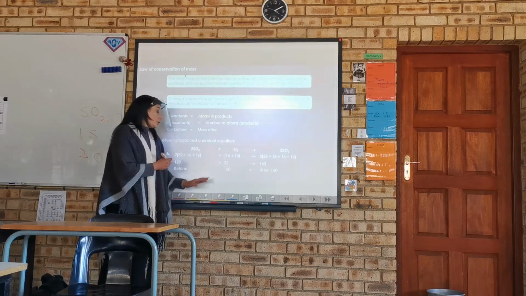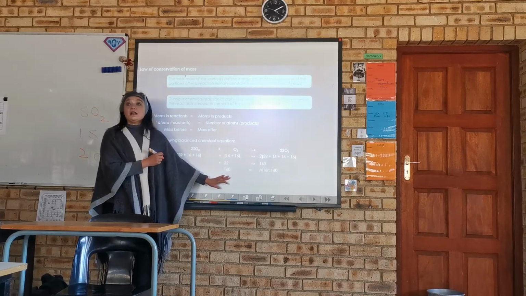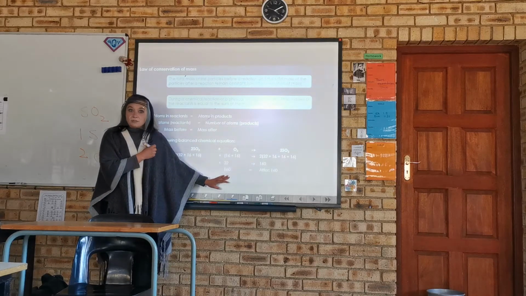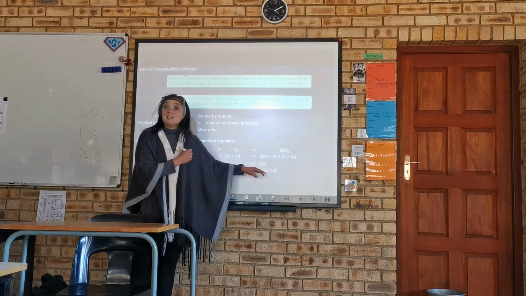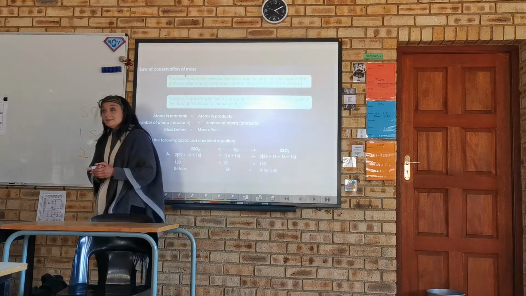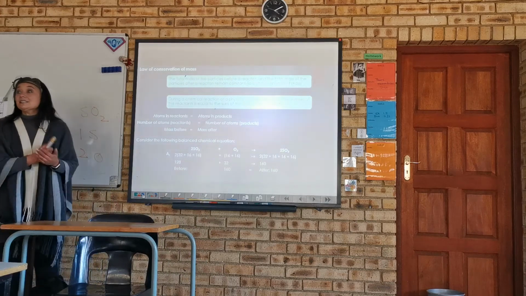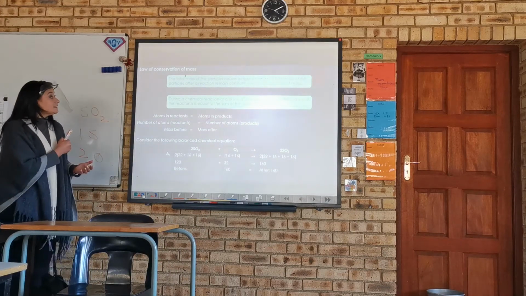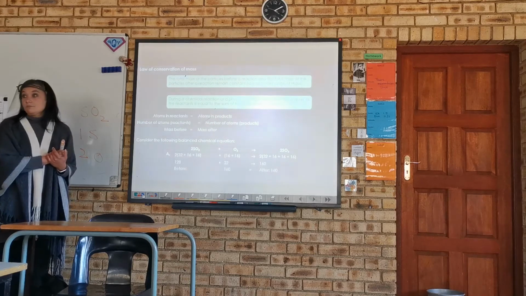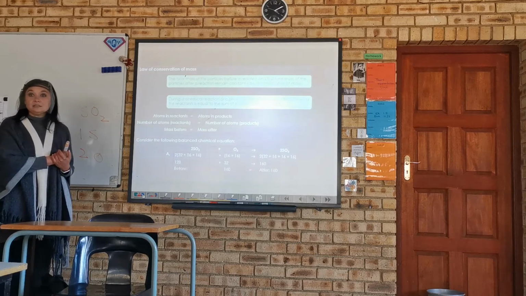Before the arrow, the total mass works out to be 160 if we add it together. After the arrow, if we add up the mass, we get 160. Why? Because mass is conserved. The mass does not disappear. Are you okay with that, guys?